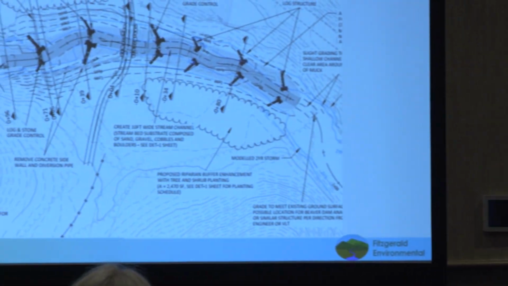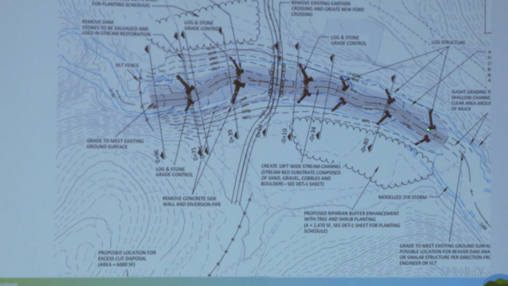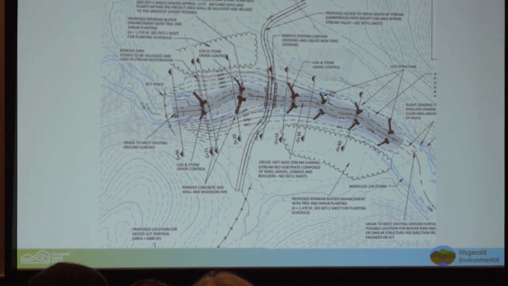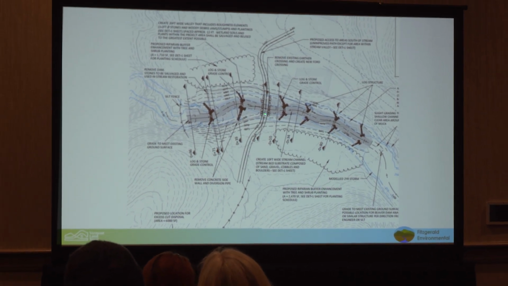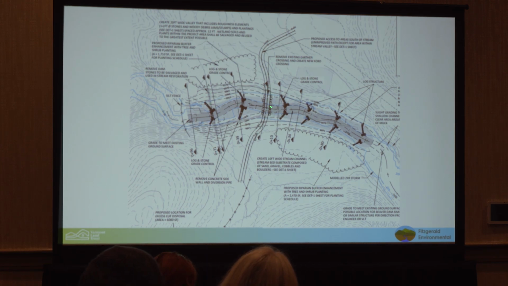So yeah, just a quick look at the design plan. With the house situated right here, we designed a single thread channel throughout the reach with flood benches on either side. And then this was where our ford crossing was. Oh no, sorry, this is where the ford crossing was.